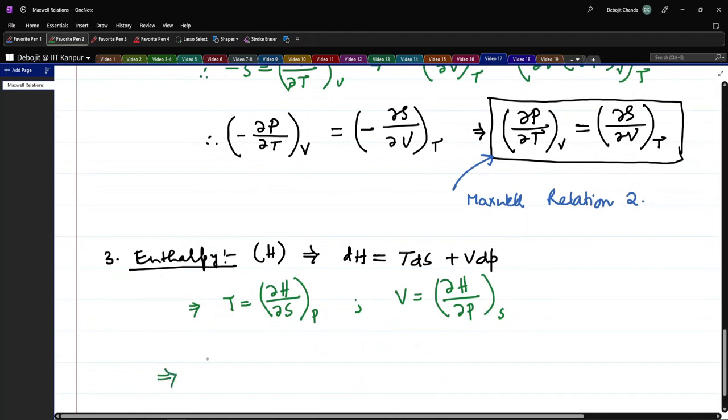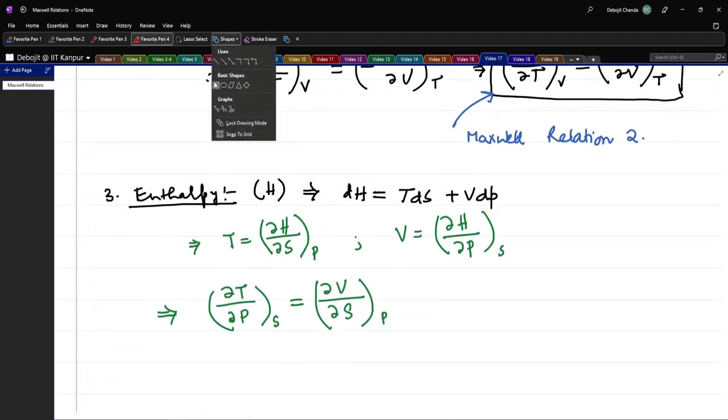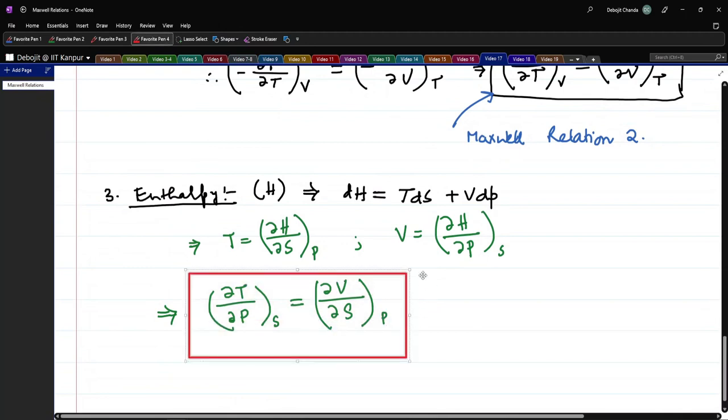Similarly, we can obtain the third Maxwell relation by taking a derivative of this temperature with respect to P and taking the derivative of volume with respect to S. So what you are going to obtain is that del T del P at constant S is equal to del V del S at constant P. So let me put a box around this, and this is the Maxwell relation number 3.